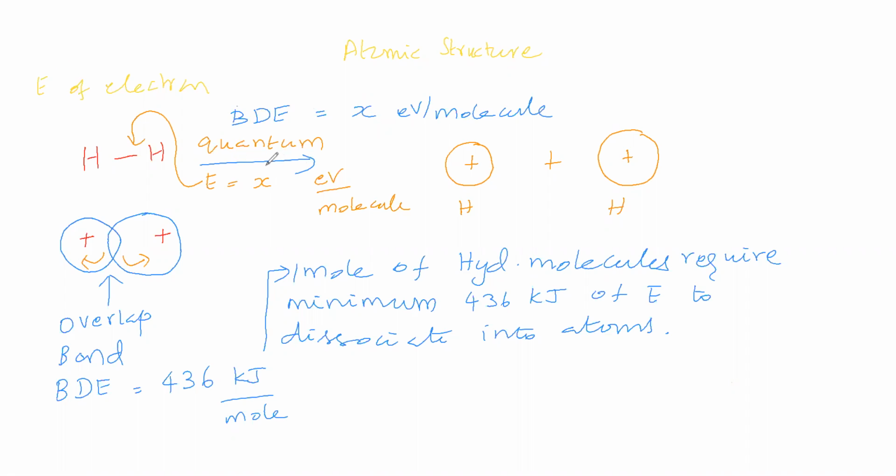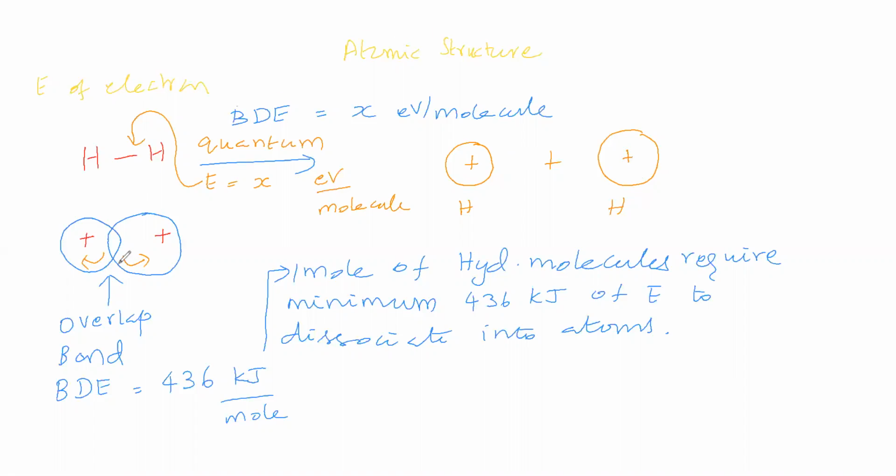Now we will give a quantum having energy x electron volt per molecule. This quantum is supplied to this molecule, and the molecule takes this energy. Therefore, this electron cloud goes to its own atom and that electron cloud goes to its own atom, so we get hydrogen atoms. Is this quantum sufficient to dissociate this molecule into respective atoms?